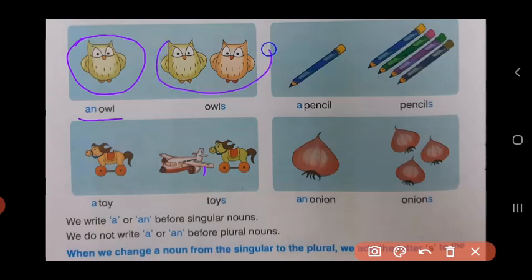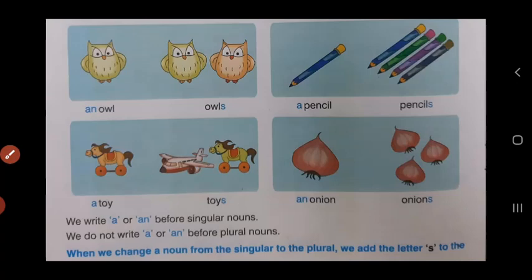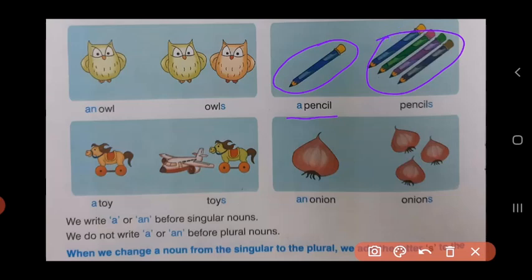When there is more than one owl, like here there are two owls, then it becomes the plural form. And which letter gets added to the word owl? S. And so my new word becomes owls. Let's look at the next picture. Here we have a pencil, which is one pencil, so singular form. A pencil. Here we have more than one pencil. So we call it pencils with an S.